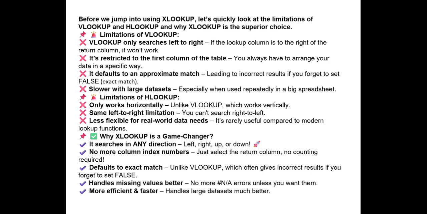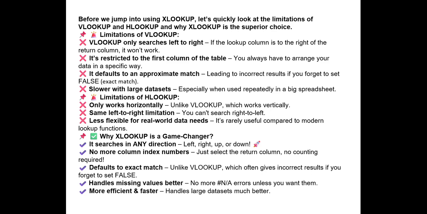Limitations of HLOOKUP: it only works horizontally. As you notice by the name, V is for vertical and H is for horizontal, so unlike VLOOKUP, which works vertically, it works horizontally. It has the same left to right limitation, so you can't search right to left. It is less flexible for real world data needs, and it's rarely useful compared to modern lookup functions. These may not be all of the limitations or shortcomings, maybe I just highlighted a few of them. So now, coming back to why XLOOKUP is a game changer.